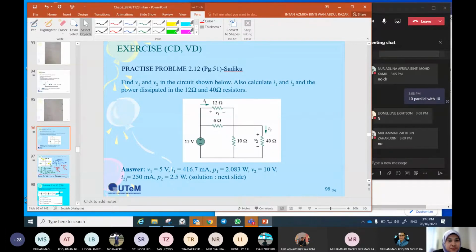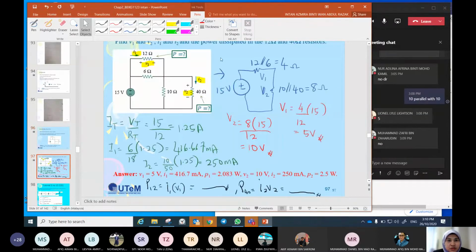Okay, this is the answer. This is the solution. Okay, so we have to find I1, V1, I2, V2, power of 12 and power of 40. Okay, so now where to start? In order to find I1, we can use current divider principle, but we have to find the current here. It is the total current here. Okay, same goes for I2.